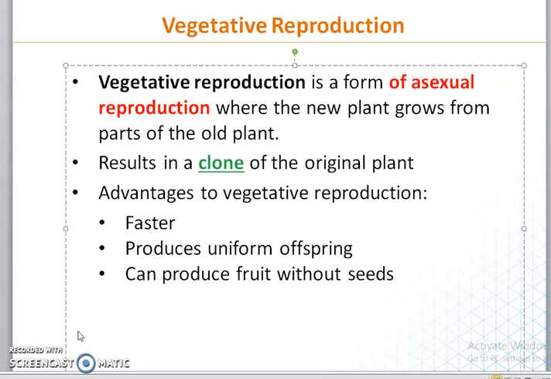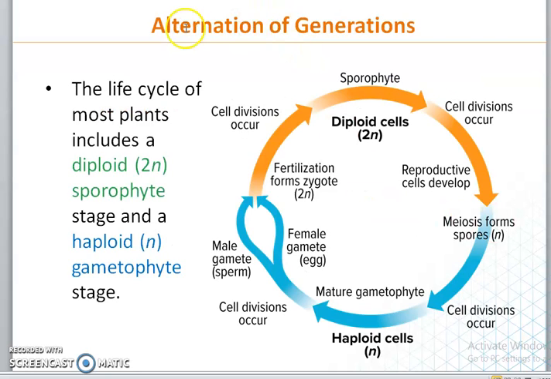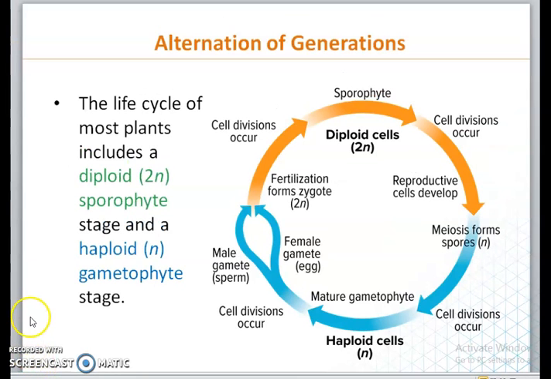In the next slide, they are talking about something called alternation of generations. What does alternation of generations mean? According to the chart given to us, we are talking about the life cycle of most plants that includes a diploid 2N sporophyte stage and a haploid gametophyte stage. The two colors show the two stages.